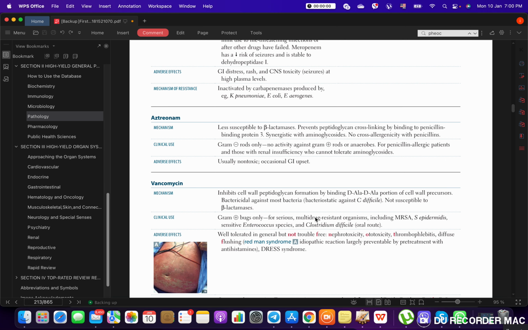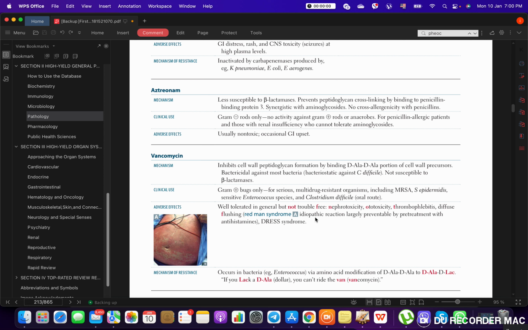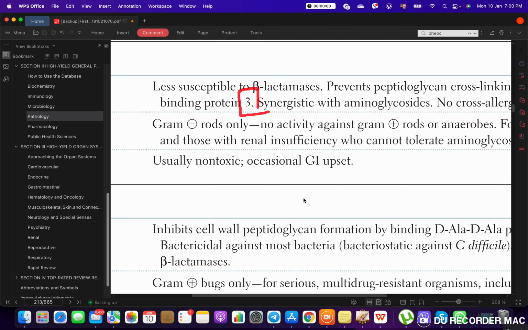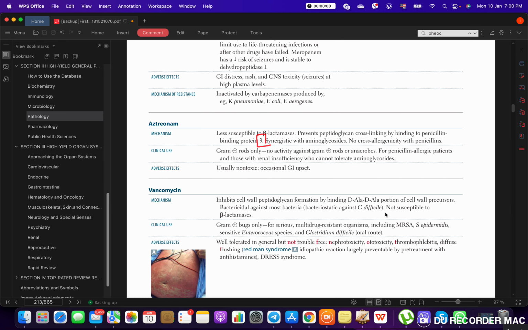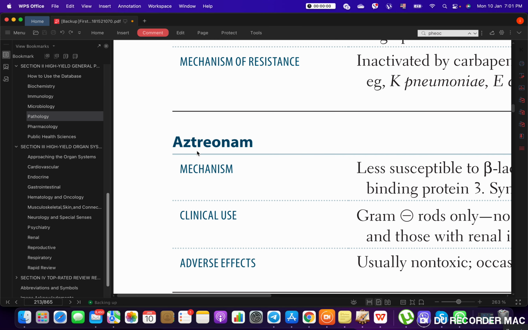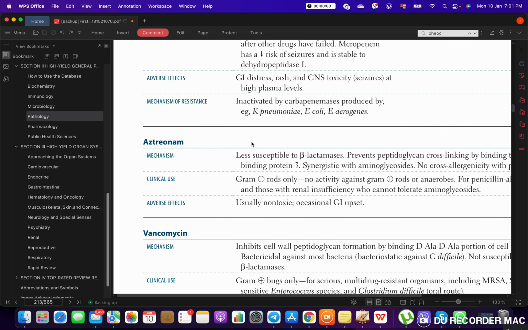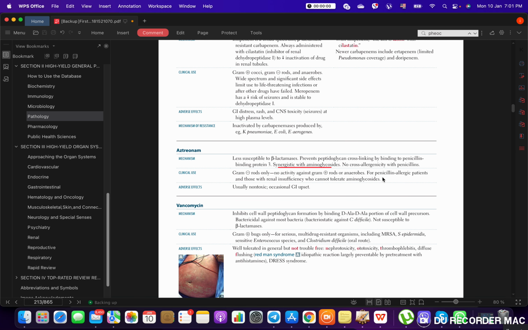The last drug I'm going to tell you before the break is aztreonam, which is less susceptible to beta-lactamases again. It prevents the peptidoglycan cross-linking by binding to penicillin binding protein 3. I cannot tell you how important this number 3 is. They keep putting many options, and they will tell you penicillin binding protein 1, 2, 3. You have to choose 3. If you forget about this one, the name of the drug is aztreonam, okay? It's a 3. So it has a synergistic effect with aminoglycoside.